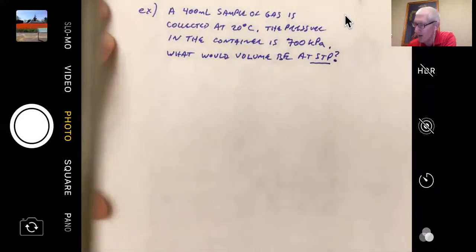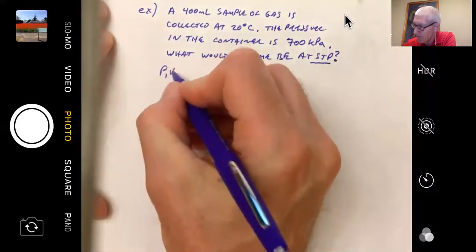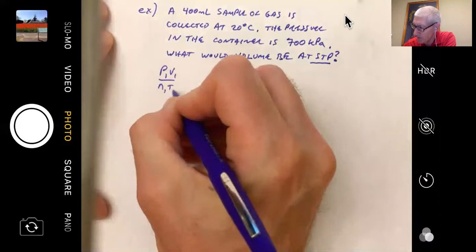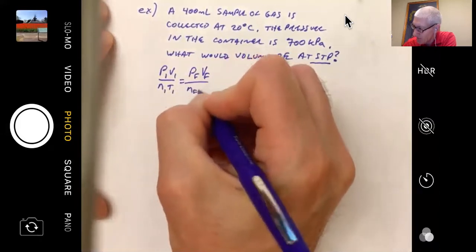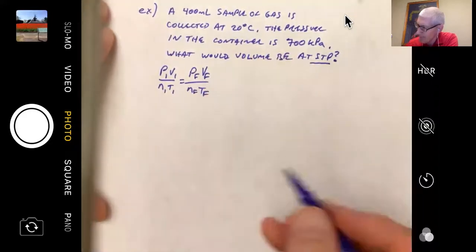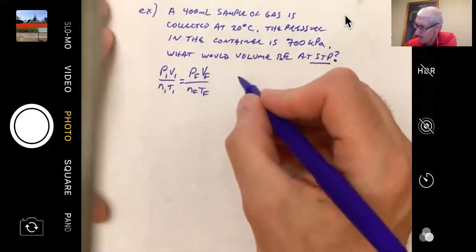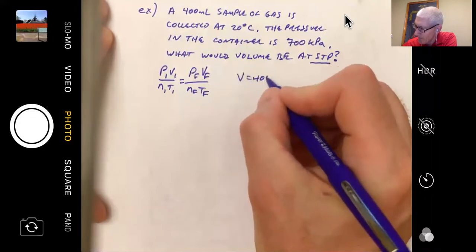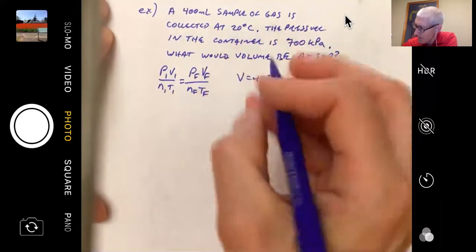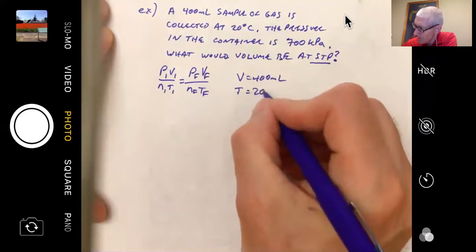So in the back of your mind, you should be thinking, at some point, I probably want to use this equation. So we'll just write it to remind ourselves. And then we'll start organizing our thinking. So the 400 milliliters appears to be a volume. We've got a temperature of 20 degrees Celsius.